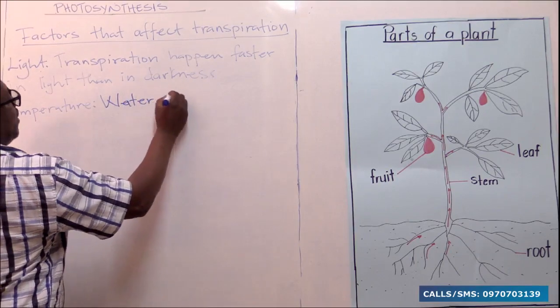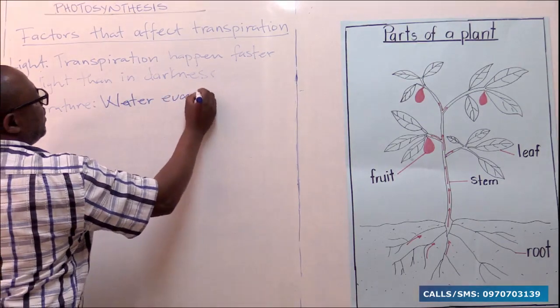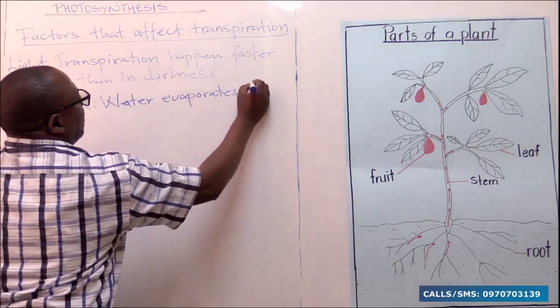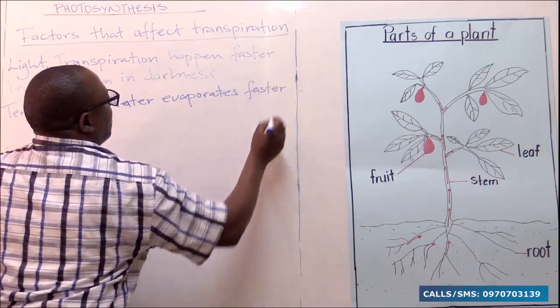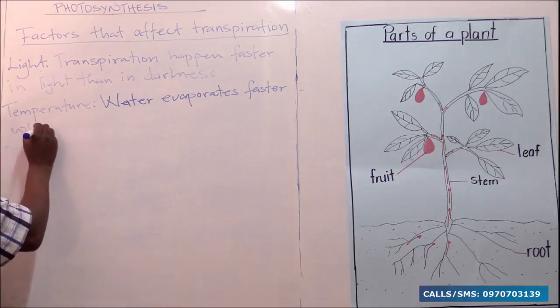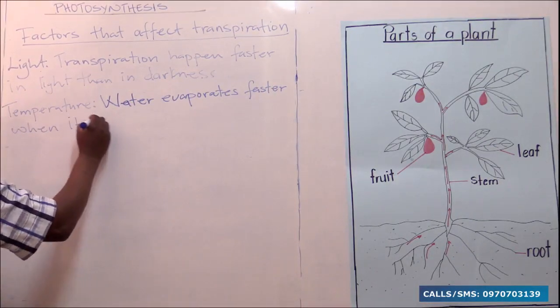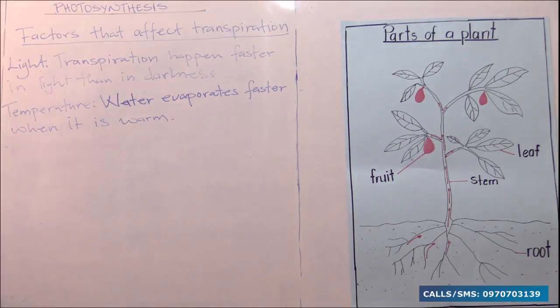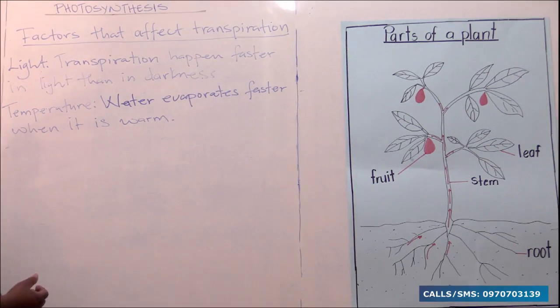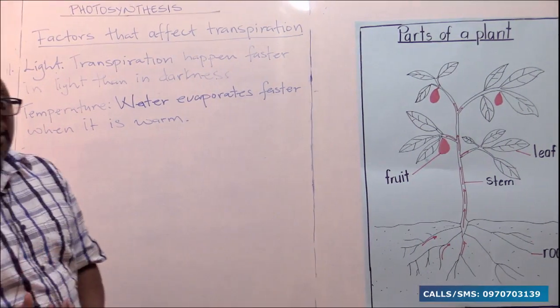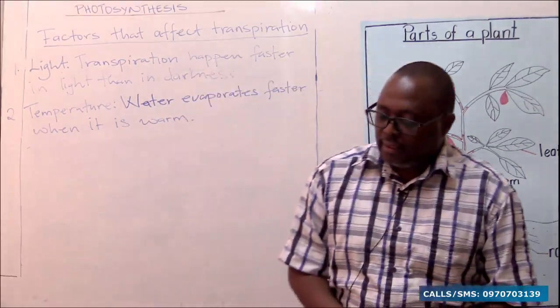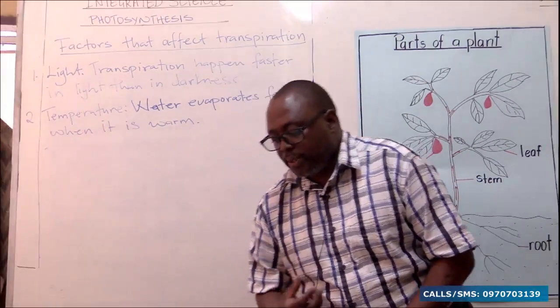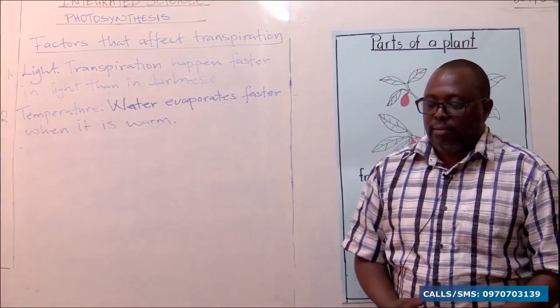So water evaporates faster when it is warm. You know that when we have warm weather like the way it is today, transpiration will be faster. So water vapor is going to evaporate fast. When the weather is cold, transpiration will be slowed down.